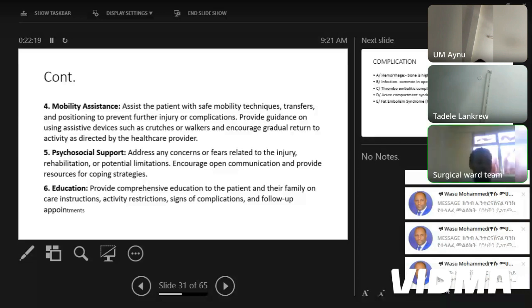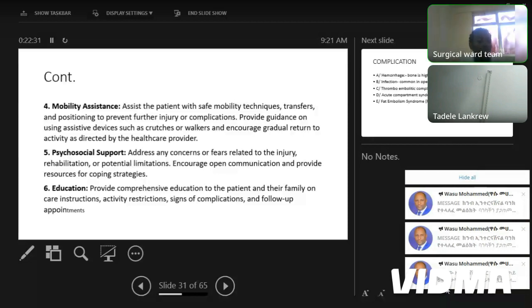The fifth one is psychological support. As I said before, there may be anxiety related to the fracture. So to relieve these patients from anxiety, we give psychological support to them. And also education is very important. What we educate on is activity restrictions, signs of complications, follow-up appointments, and care instructions for the patients.